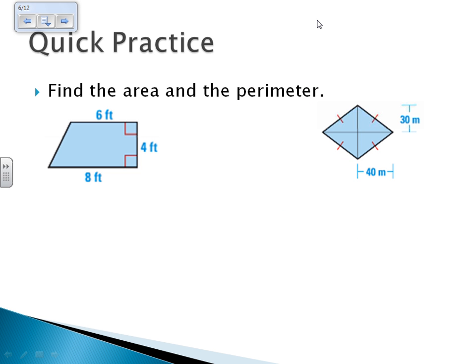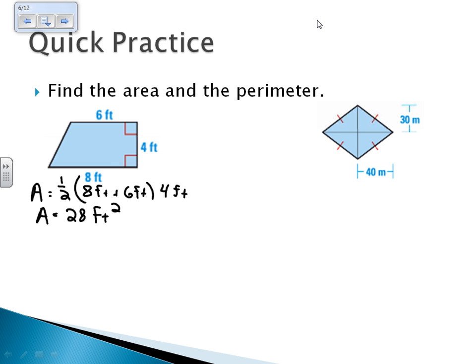So the area for this first one? What's my formula? 1/2 the sum of the bases. What's my bases? 8 feet plus 6 feet times the height, which is 4 feet. So, really quickly, what's 8 plus 6? Half of 14 is 7 times 4, 28 square feet, or feet squared.